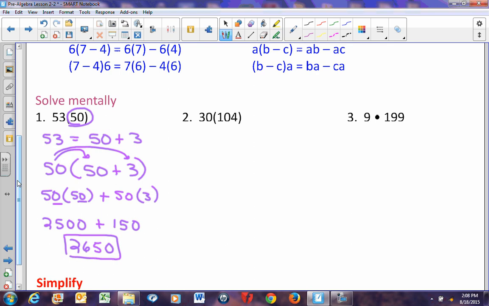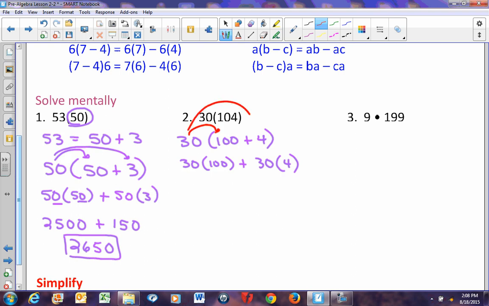Now look at number 2, 30 times 104. 30 is not a problem. 104 is the same as saying 100 plus 4. So now I can do 30 times 100 plus 30 times 4, because you're just going to distribute it. It has to go to everything inside the parentheses.